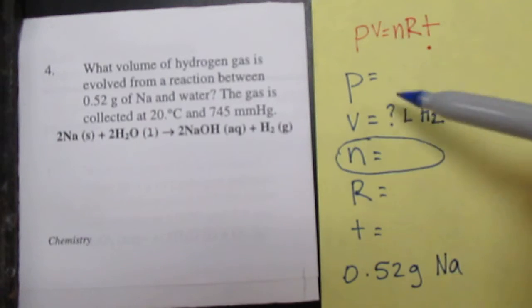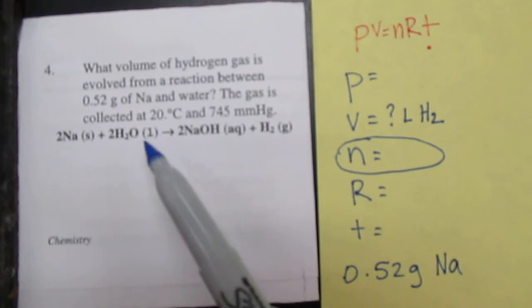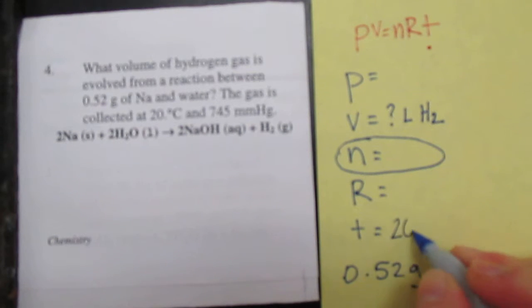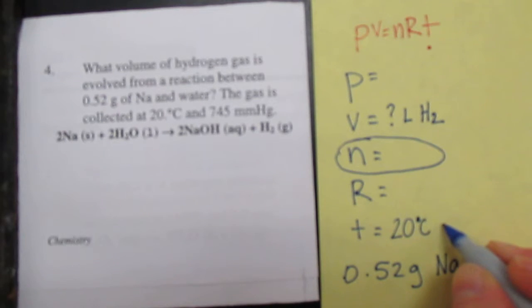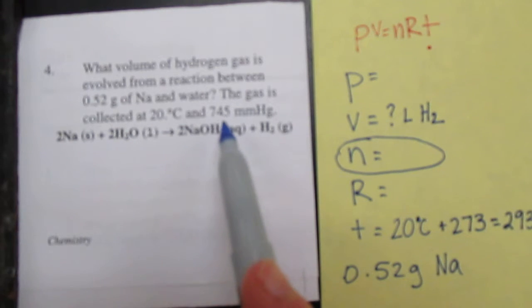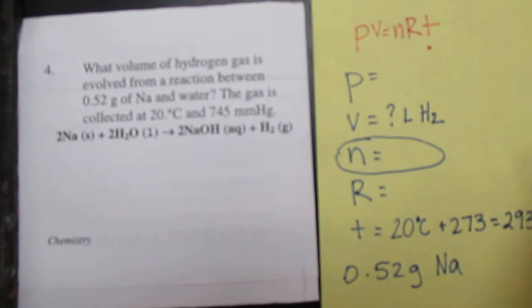Some more things I can fill in here. The gas is collected at 20 degrees Celsius. So remember, like I said before, it's not going to be measured in Celsius, it's going to be in Kelvin. So to convert, just add 273. So it's going to equal 293 Kelvin. And 745 millimeters of mercury, that's my pressure.